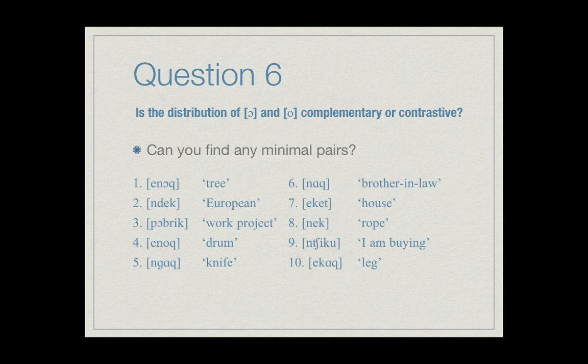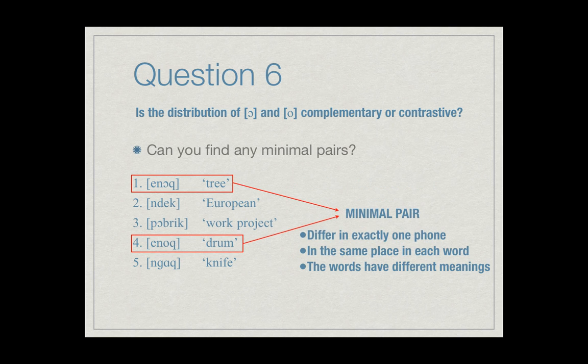The first thing we want to do is try to find a minimal pair. Can we find any two words with different meanings such that one has aw where the other has o? In fact, there are two such words in the dataset. Numbers 1 and 4 meet the qualifications for a minimal pair. Since we have found a minimal pair for these two phones, we can conclude immediately that aw and o are in contrastive distribution.